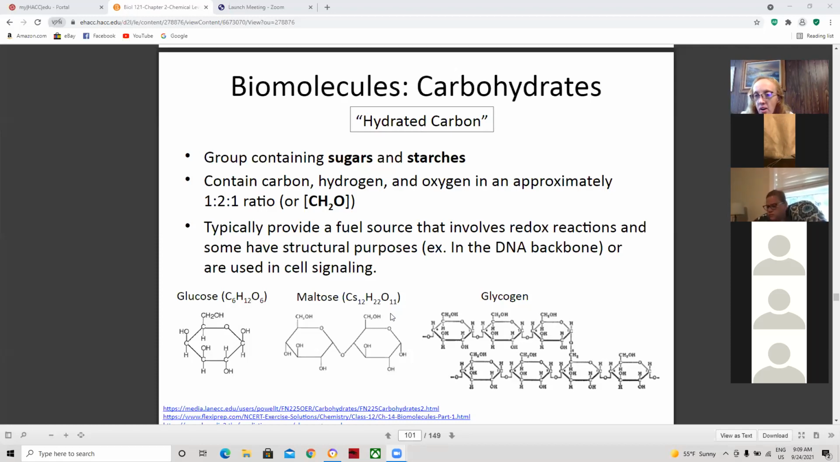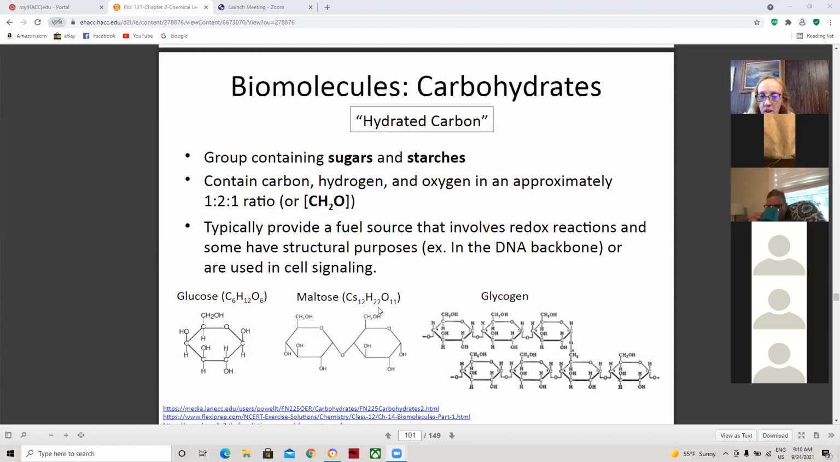If you remember, when we were talking about the exciting properties of water, one of them was that it's involved in dehydration reactions. A dehydration reaction is the removal of water to connect 2 monomers together. So this is one subunit, this is another subunit. We remove the water, and that's how we get the chemical structure of maltose.